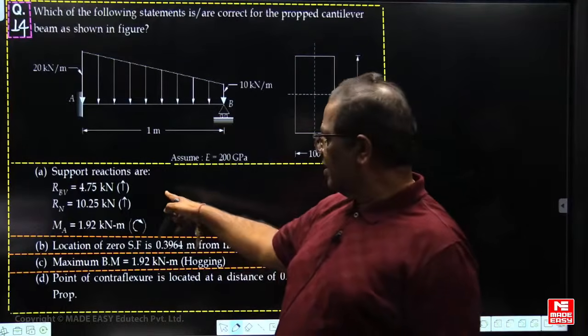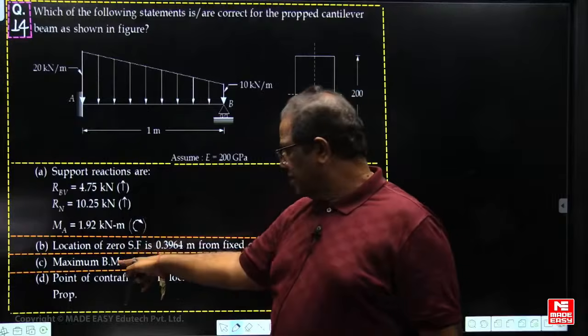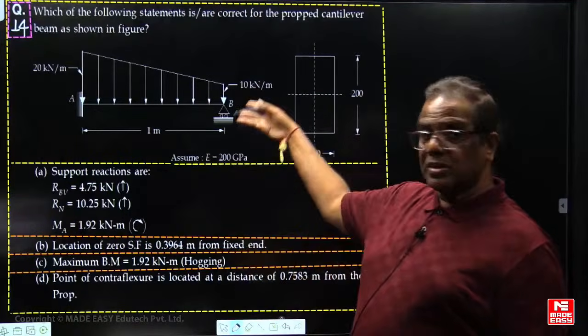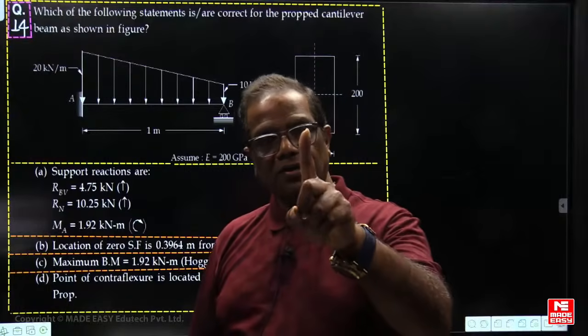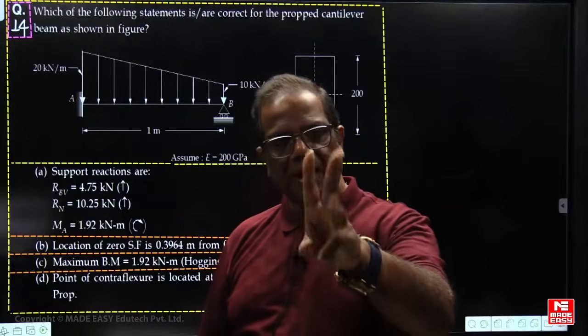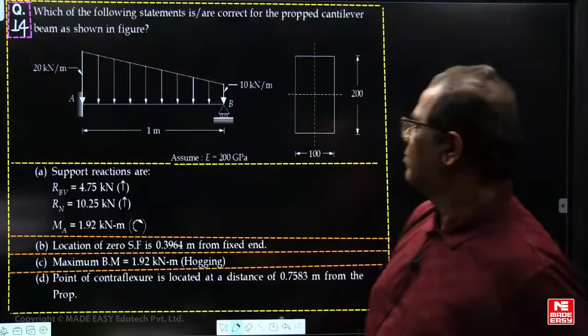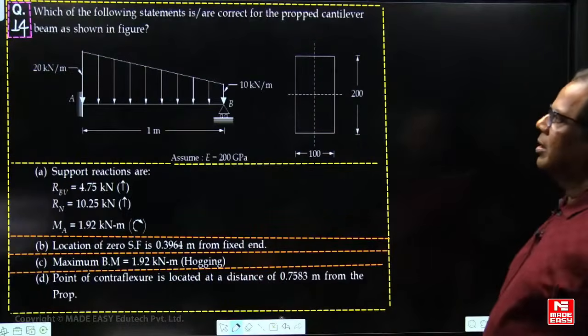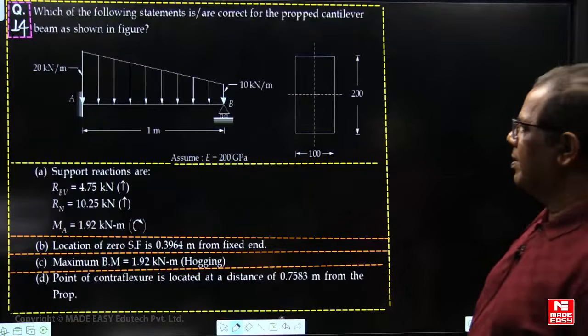What are the questions asking now? Support reaction, location of zero shear force. So this question will include deflections, SFD, BMD. All are required in this. Which of the following statements are correct for the propped cantilever beam?